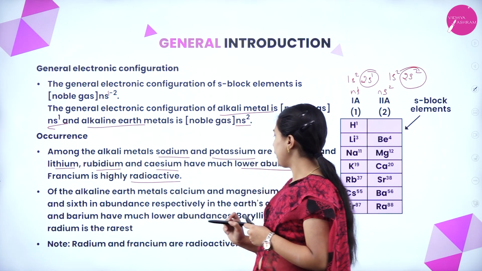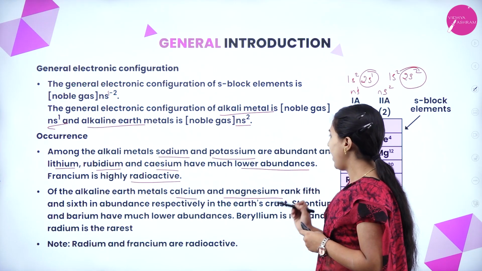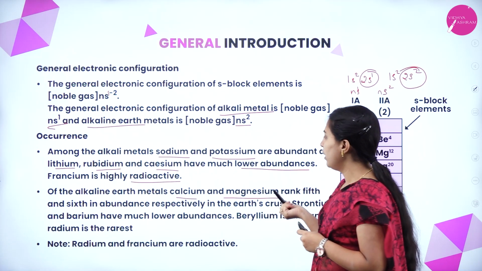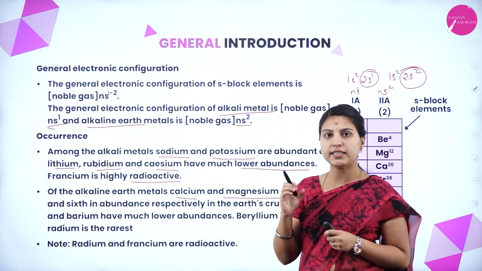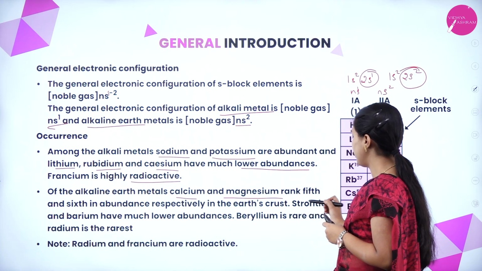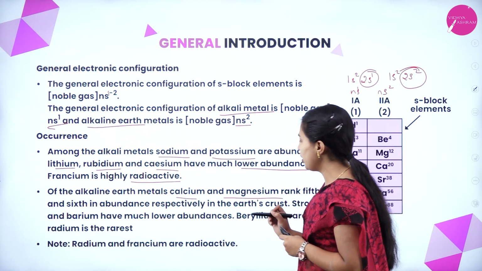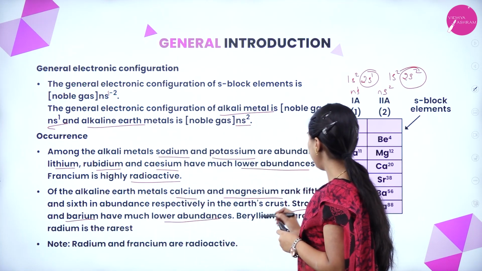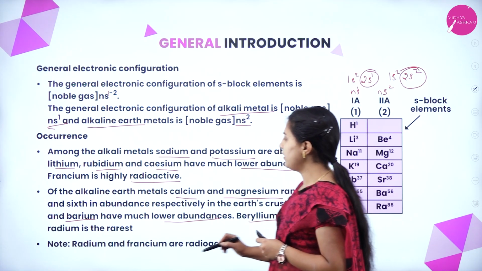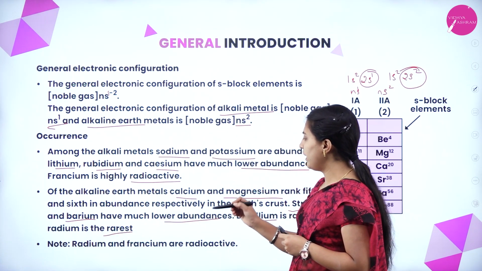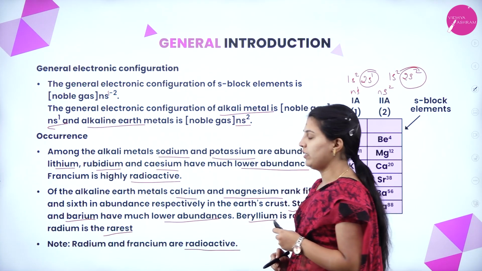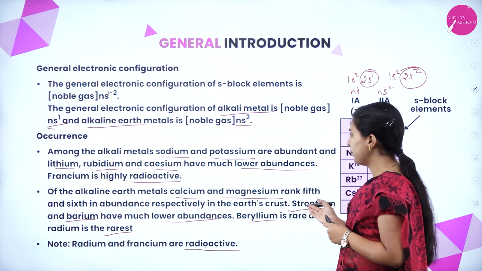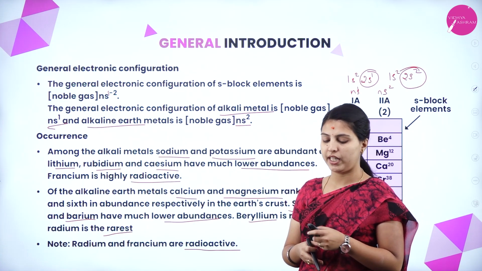Of the alkaline earth metals, calcium and magnesium rank 5th and 6th in abundance respectively in the earth's crust, which is abundant in nature. Strontium and barium have much lower abundances. Beryllium is very rare and radium is the rarest. Radium and francium are radioactive in nature.